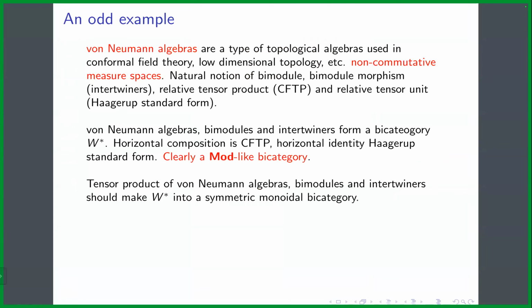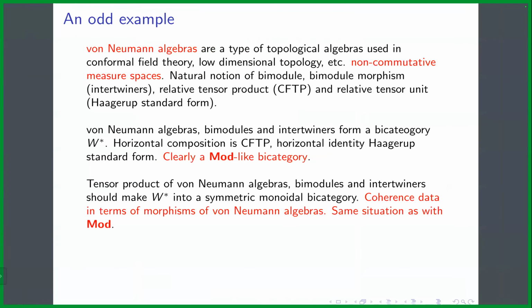Now there is a tensor product for binomial algebras, bimodules, and intertwiners, and that should make W star into a symmetric monoidal bicategory. The tensor product is the usual completed tensor product of binomial algebras, Hilbert spaces, and so on. But again, we're in the same situation as before. The coherence data for W star is actually defined in terms of morphisms of binomial algebras, not in terms of Hilbert bimodules.